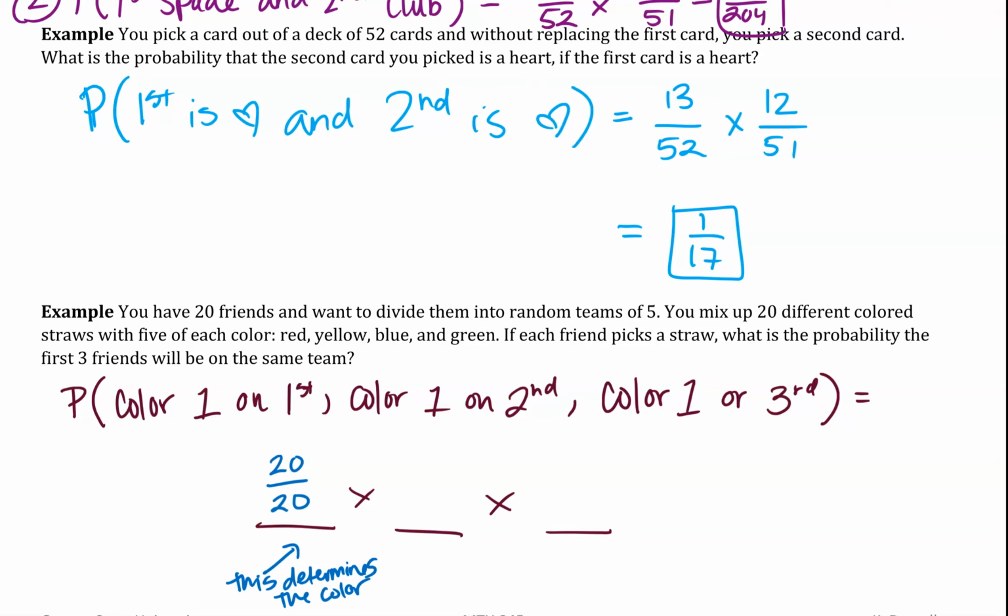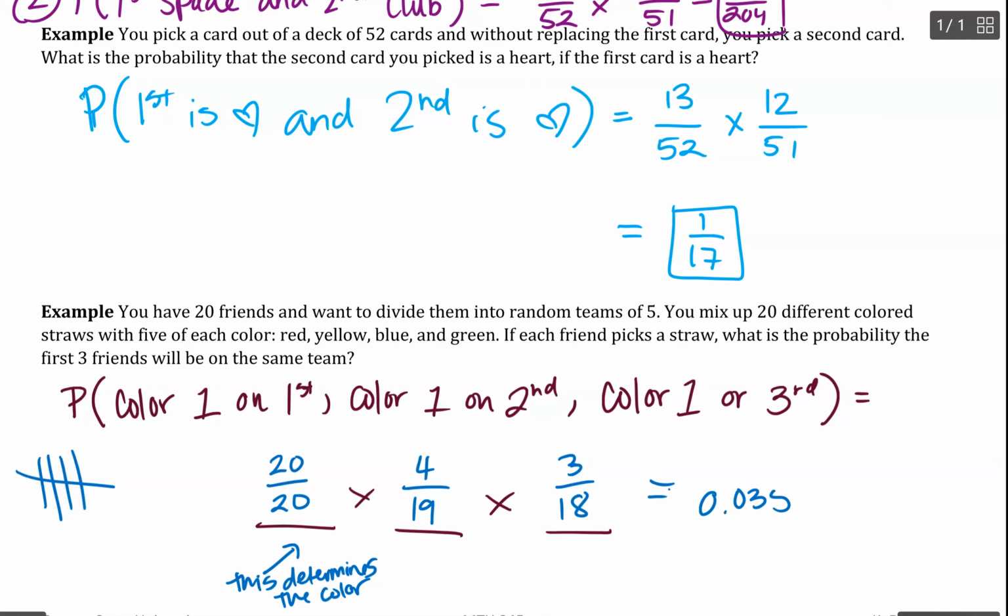So now we have the color dwindled down, right? Maybe we picked a red straw. So now that we have chosen one of those red straws, right? There's those 1, 2, 3, 4, 5 red straws. We chose one of those. There's only 4 red straws remaining out of the 19. Okay, we pick one of those. There's only 3 red straws remaining out of the 18. When we multiply those together, there is a 0.035 probability that the first 3 straws are the same color. Pretty small probability.